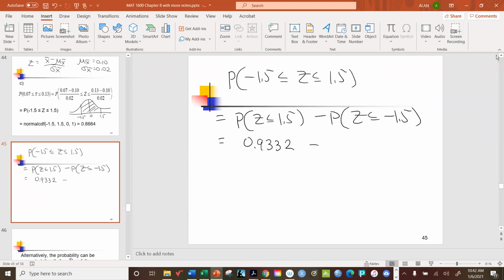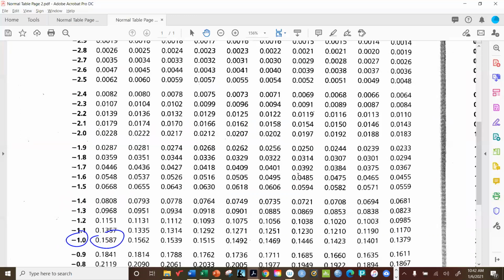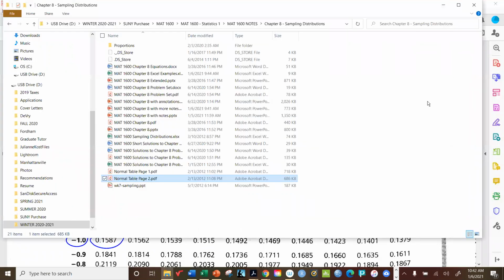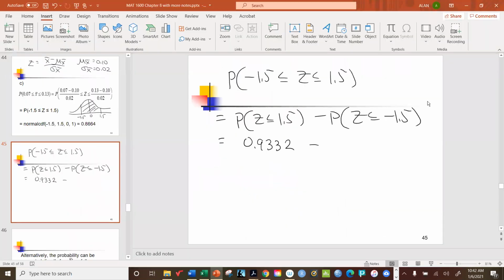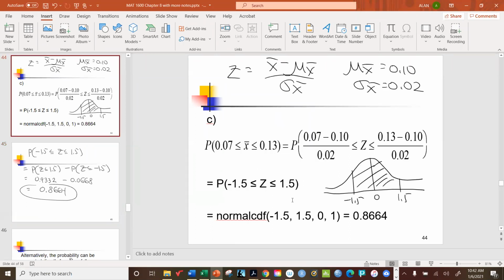And then negative 1.5 from the negative table would be right about here, yes, 0.0668. So that difference is 0.8664, and that's our answer. Same thing as what we found with the calculator using the z-scores.